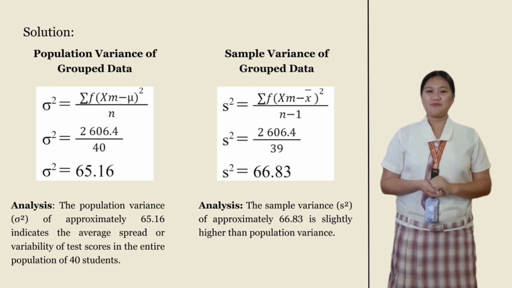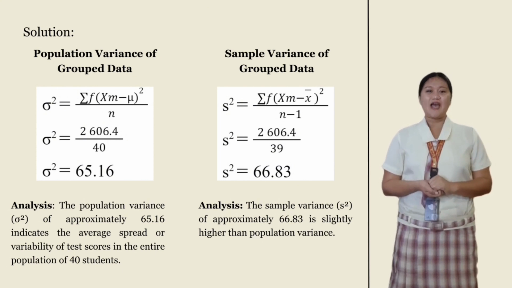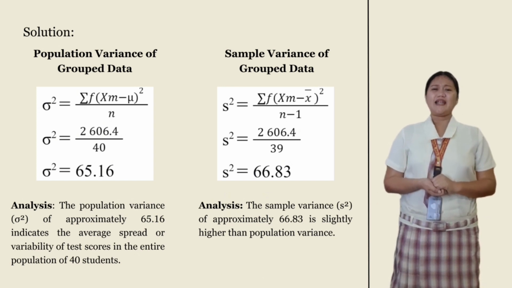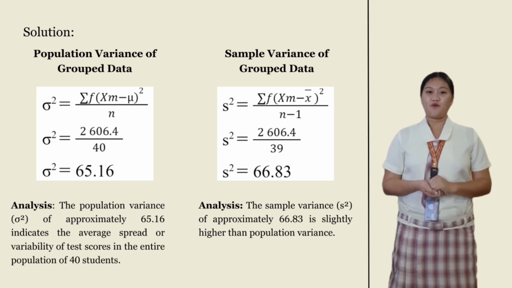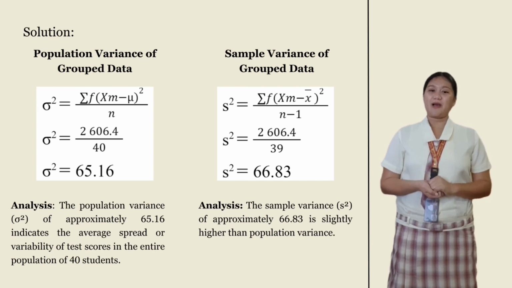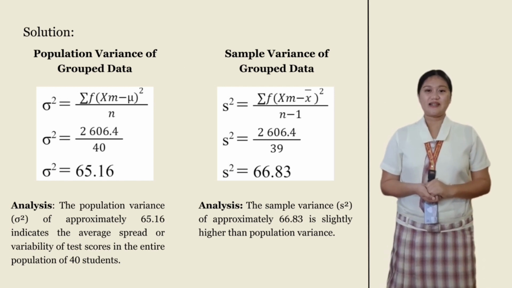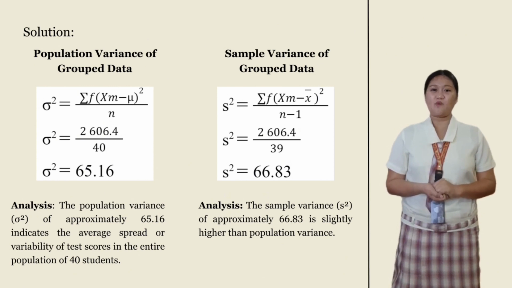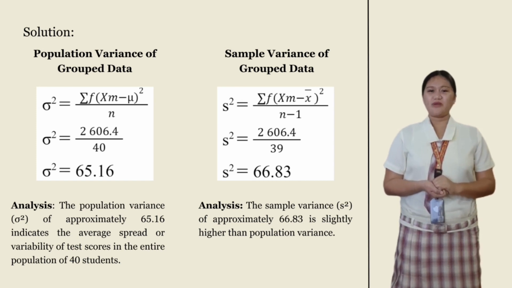Let's solve first the population variance. So population variance is equal to the summation of the products of the frequency and square differences between each interval midpoint and the population mean, divided by the total number of frequencies in the population. So we have here 2606.4 for the summation, and we also have 40 for the total number of frequency. So 2606.4 divided by 40 is equal to 65.16. The analysis, the population variance of approximately 65.16 indicates the average spread of test scores in the entire population of 40 students.